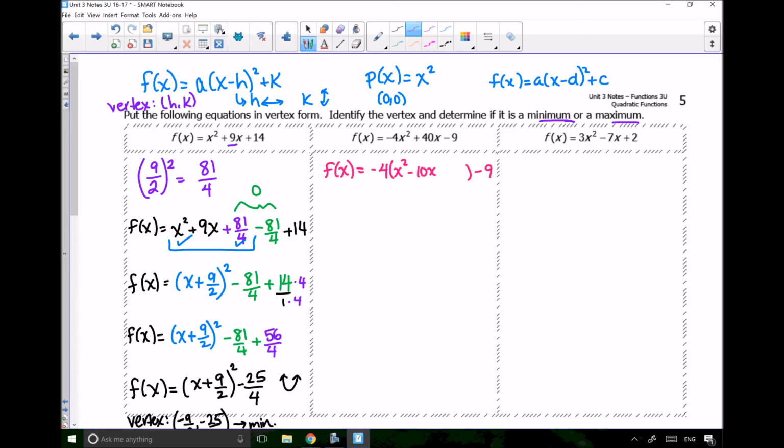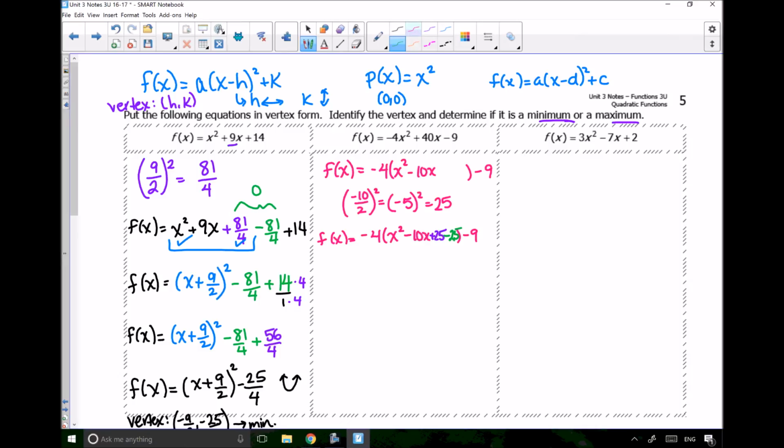So the next step is I need to complete the square. I take the b value, divide it by 2, and then square it. So I end up getting negative 5 squared, which is 25. So what I'm going to do now is copy down the negative 4 times x squared minus 10x, but this time I'm going to add 25. But if I add 25, I also need to subtract 25 to make up for it, okay?